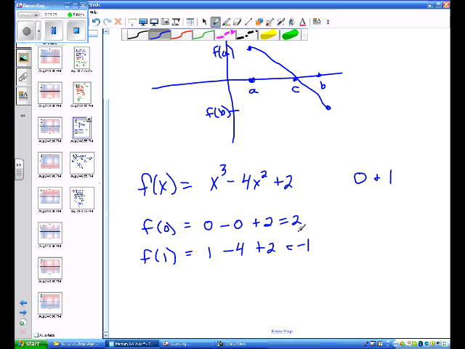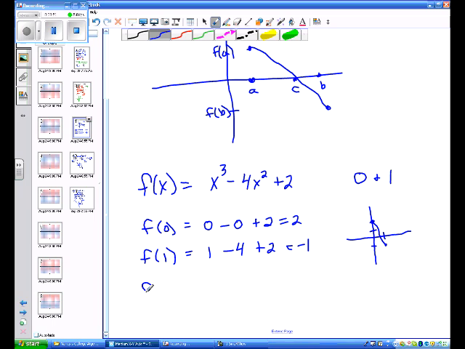So for 0, we had a positive 2 as an answer. For 1, we had a negative 1. So that says that somewhere between 0 and 1, we have a solution. If we graphed that, at 0, we're at 2. At 1, we're at negative 1. So you can see somewhere between 0 and 1, we have to have a root.